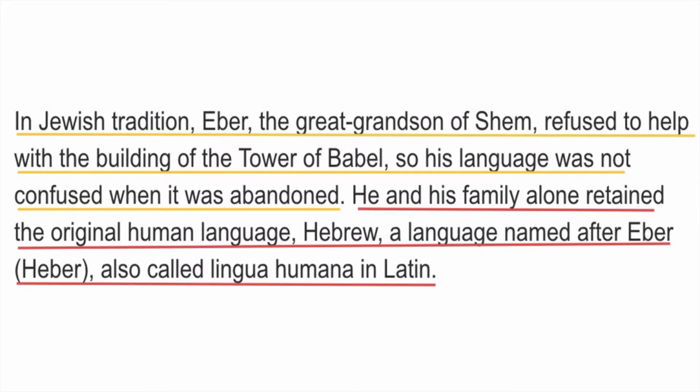In Jewish tradition, Eber, the great grandson of Shem, refused to help with the building of the Tower of Babel, so his language was not confused when it was abandoned. He and his family alone retained the original human language, Hebrew, a language named after Eber, also called lingua humana in Latin.